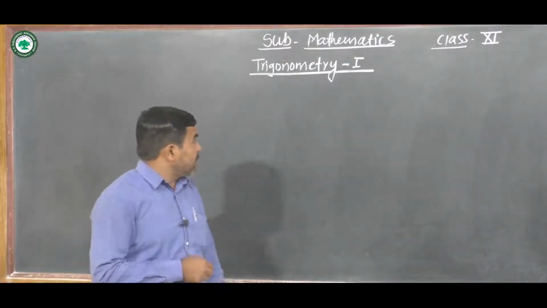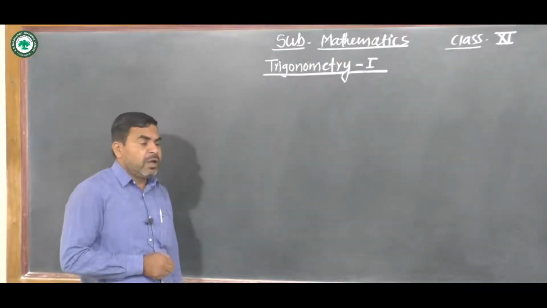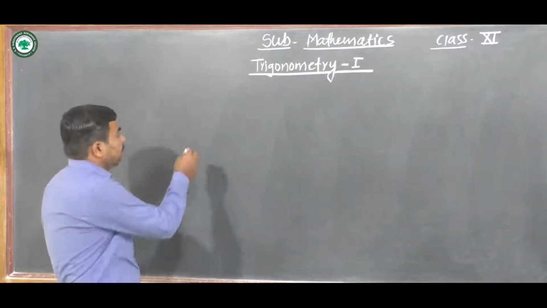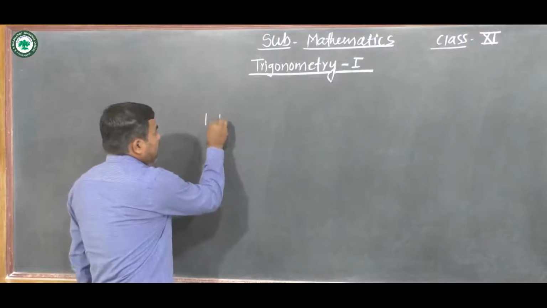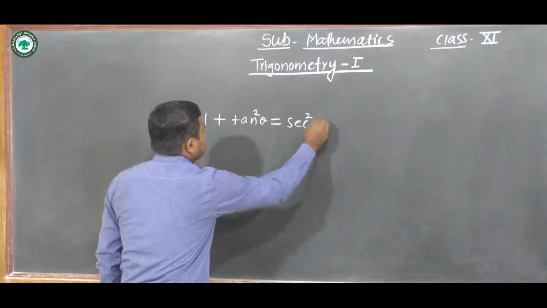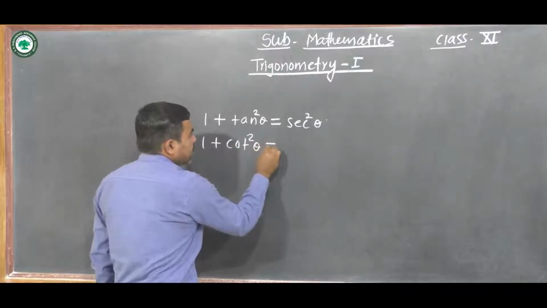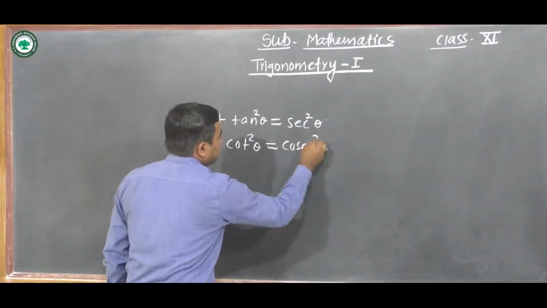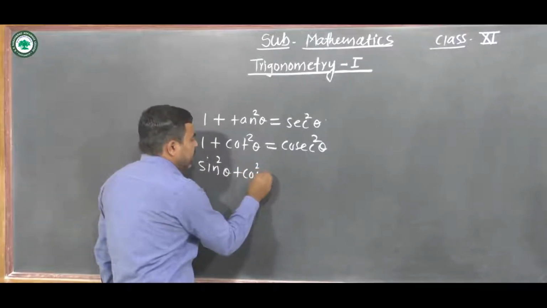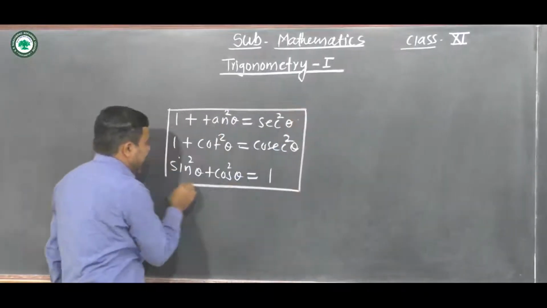In the previous lecture, we have seen the fundamental identities of trigonometric functions, in which we have studied 1 plus tan square theta is equal to sec square theta. Also 1 plus cot square theta is equal to cosec square theta. Sin square theta plus cos square theta is equal to 1. These three fundamental identities we studied in the last lecture.